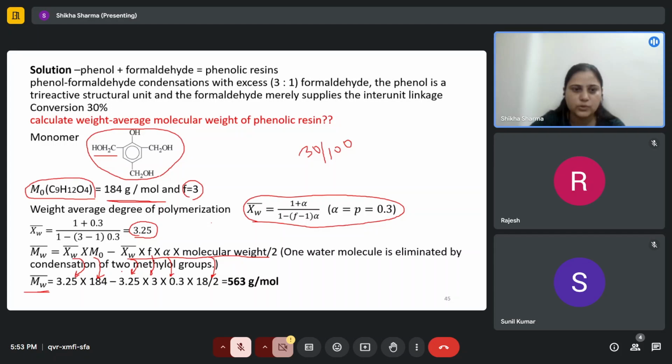For calculating, we multiply the molecular weight by the weight average degree of polymerization. So 3.25 is the degree of polymerization, multiplied by 184, the molecular weight, but we need to subtract the water molecules which are condensed out. We calculate this value, and the phenolic resin has 563 as its weight average molecular weight. So are you following? Let's move to the next question.